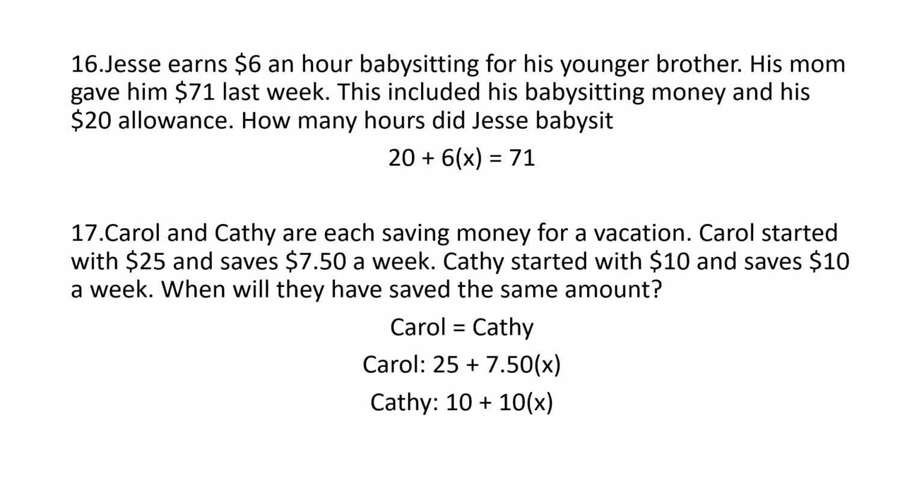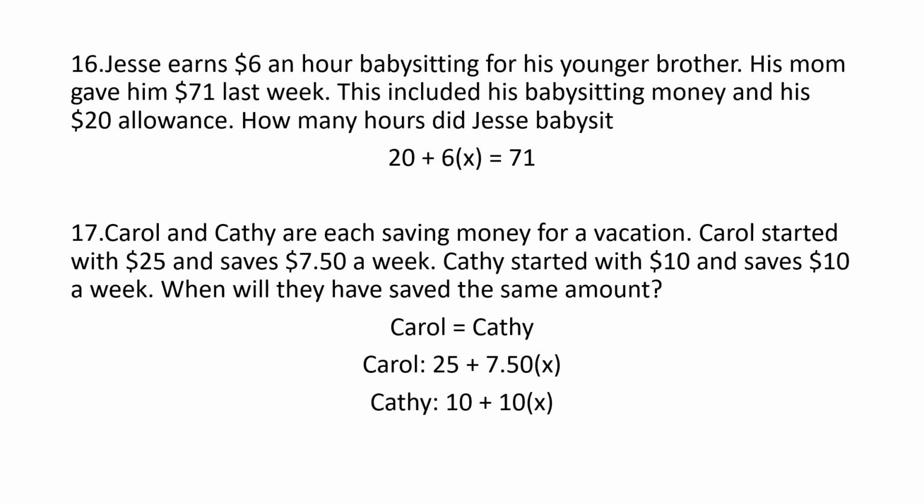Now, when we hit 16, and I didn't set this up to pop up one at a time, that's okay. When we hit 16, the format changes a little bit. This says Jesse earns $6 an hour babysitting for his younger brother. His mom gave him $71 last week. This included his babysitting money and his $20 allowance. So how many hours did Jesse babysit?